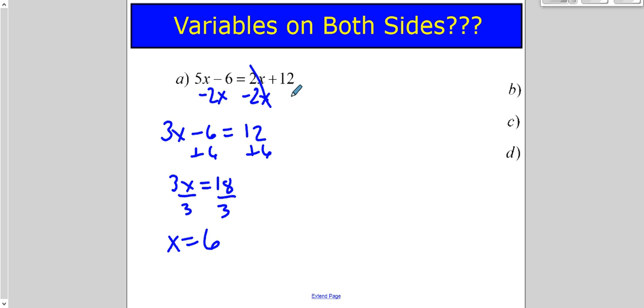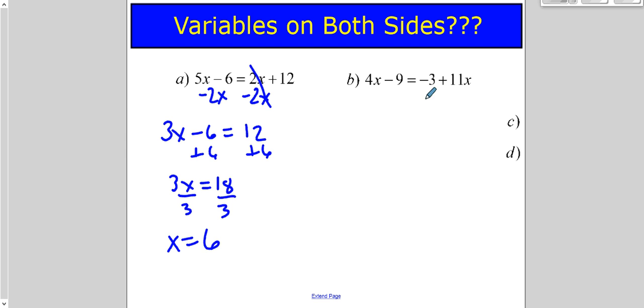So not a big deal if you have variables on both sides. It's just a matter of moving all the variables onto one side, all the constants on the other side, and then it's just a simple little division that you're going to do. Okay, so let's try another one. And feel free to pause the video and give this one a try and then come back.